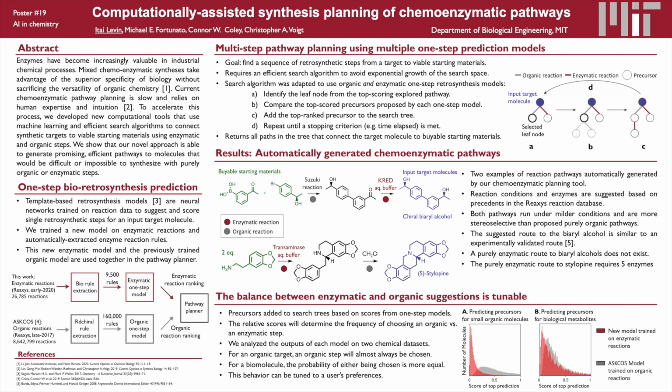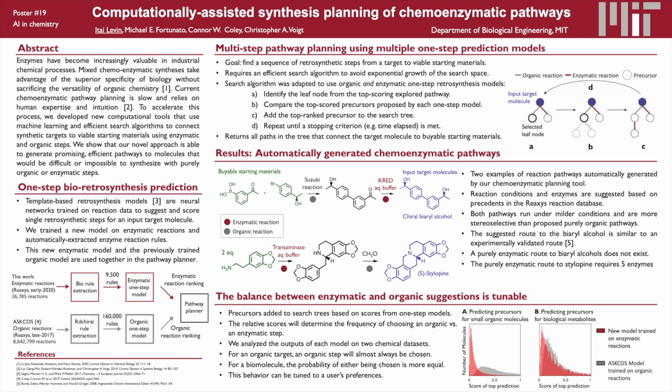Our new strategy was able to automatically generate promising synthetic pathways to a chiral biaryl alcohol and to S-stylopine. The benefit of our approach is demonstrated by the fact that these pathways are more stereoselective and run under milder conditions than comparable reactions suggested by a purely organic synthesis planner.